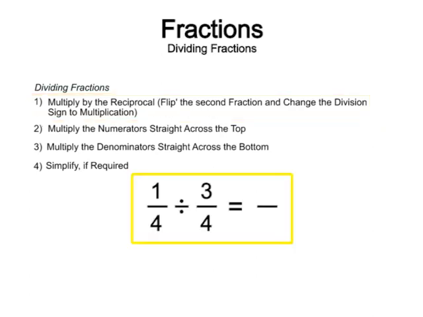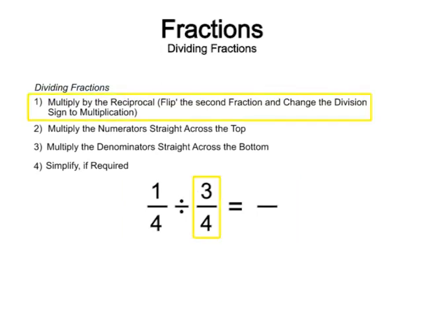For example, here we have 1/4 divided by 3/4. First, flip the second fraction. 3/4 now becomes 4/3. This new fraction is the reciprocal of the original. Then change the division sign to multiplication.